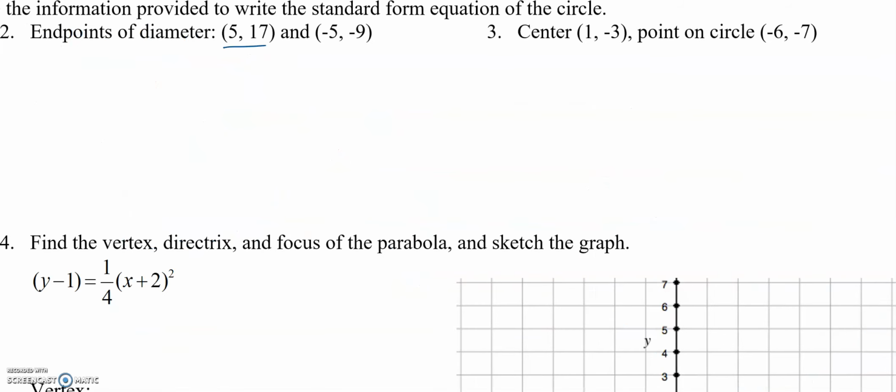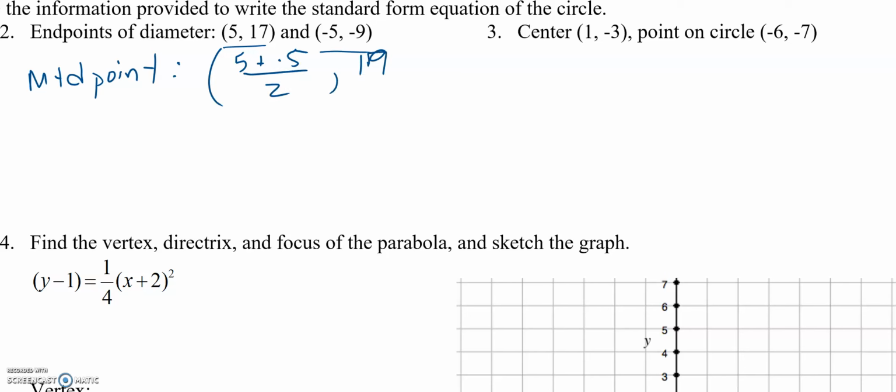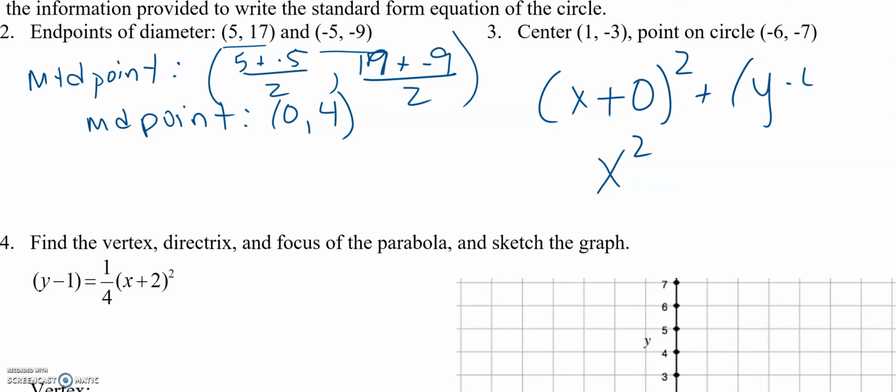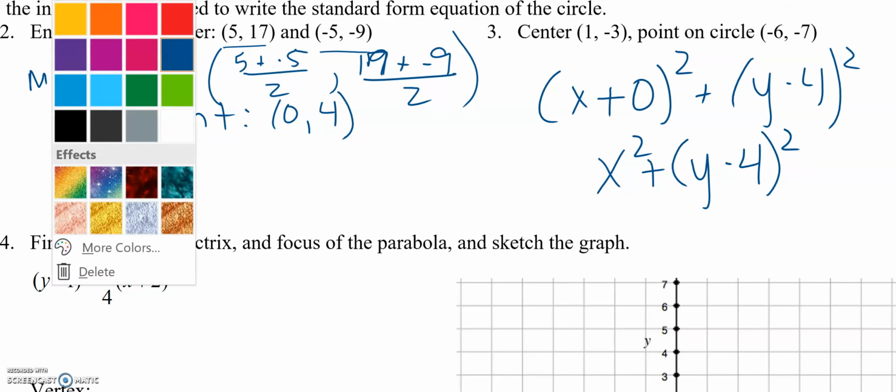So I see the endpoints of a diameter are these. So that means we need to go find the midpoint. So my midpoint is going to be, let's see, 5 plus negative 5 all divided by 2. And 17 plus negative 9 all divided by 2. And I get my midpoint. If you remember, the midpoint is just the center, and that's going to be 0, 4. Excellent. So now we know my equation is going to start off being x plus 0, which is just really x squared. And then we have y minus 4, all squared. Super.